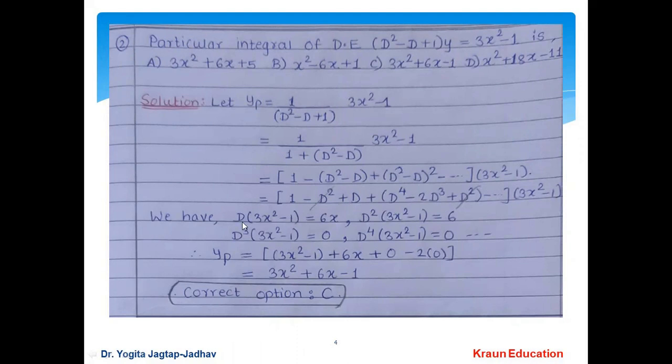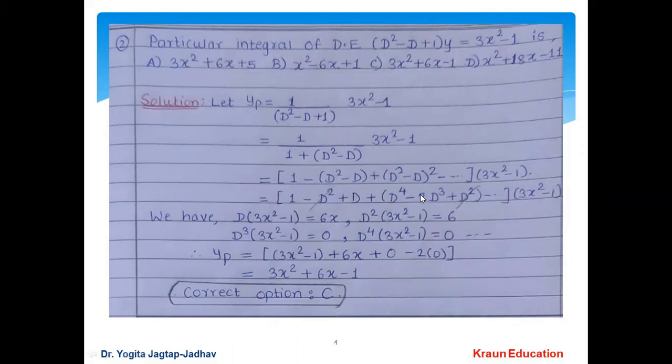Now see, here −D² plus D² get cancelled. Just finding the derivatives of 3x² − 1, we have the first derivative equal to 6x, the second derivative equal to 6, the third derivative equal to 0, and the fourth derivative and all remaining higher order derivatives become 0. Now using it in the above form, when we multiply 3x² − 1 inside the bracket, 1 multiplied by 3x² − 1 becomes 3x² − 1. D, the derivative of this 3x² − 1, is 6x.